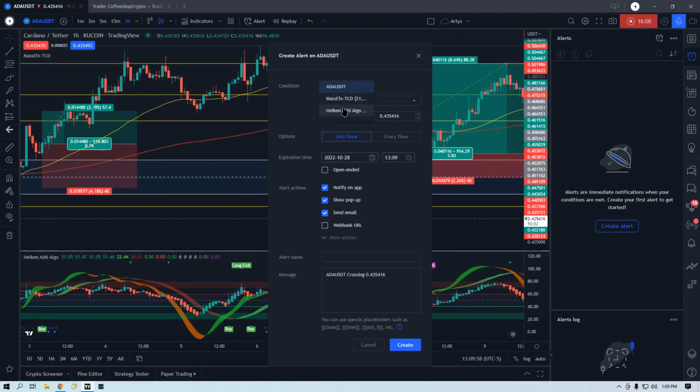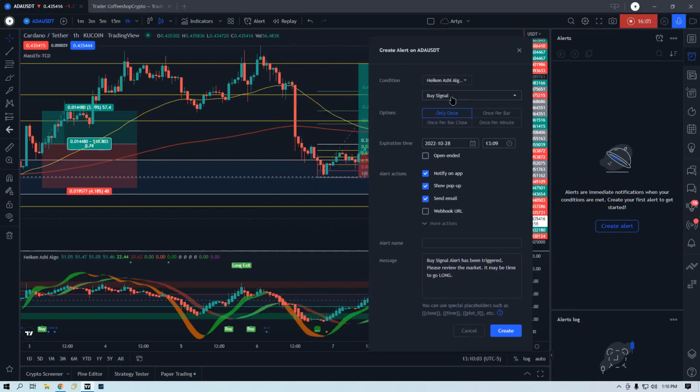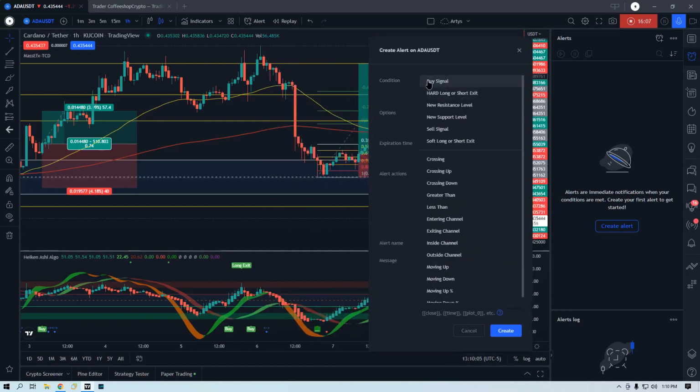So you have a buy signal, a hard long or short exit, a new resistance level, new support level, sell signal, soft long or short exit. Okay? Now, buy signal means you want to know when an uptrend is starting. Sell signal means you know when a downtrend is starting. New support and resistance, you know what that is. Hard long or short exit.